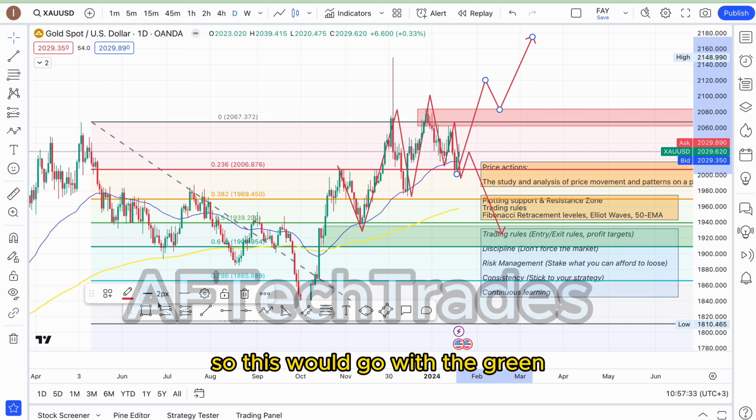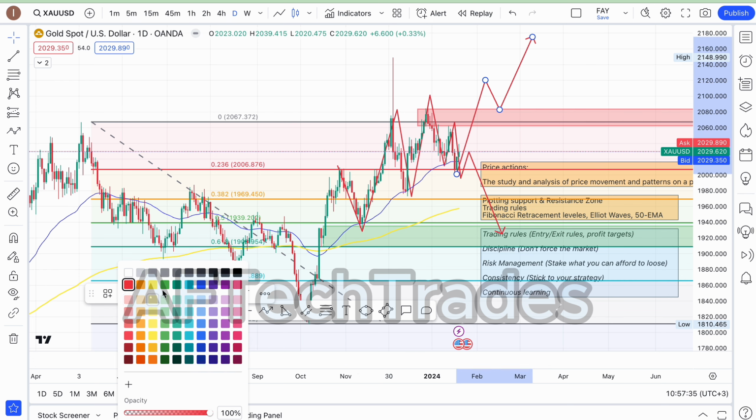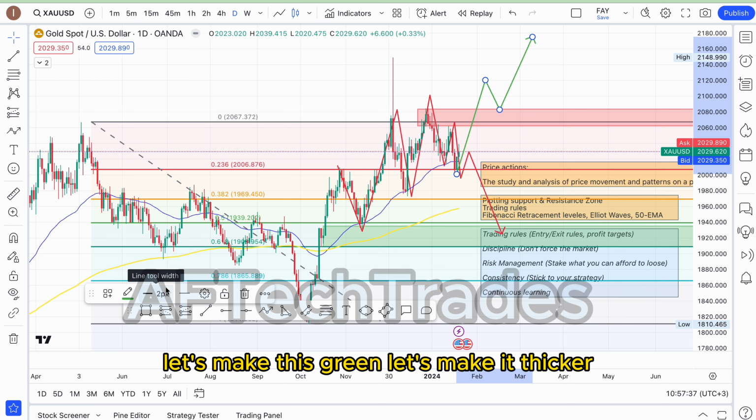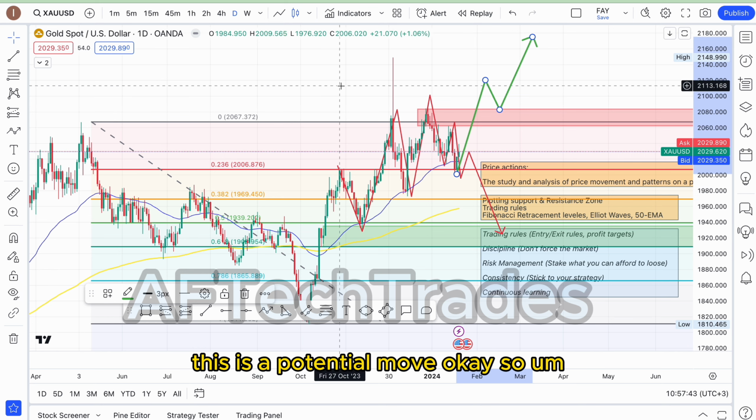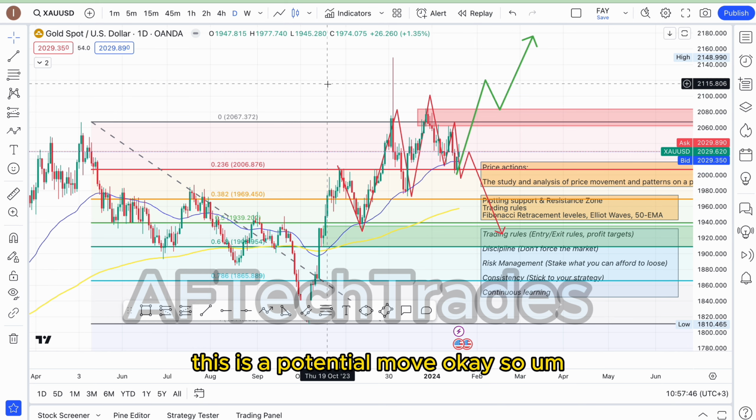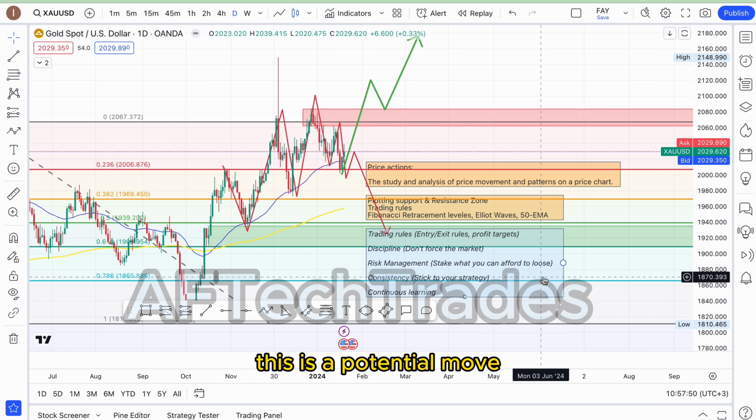So this would go with green. Let's make this green. Let's make it thicker. This is a potential move. Okay, so this is a potential move.